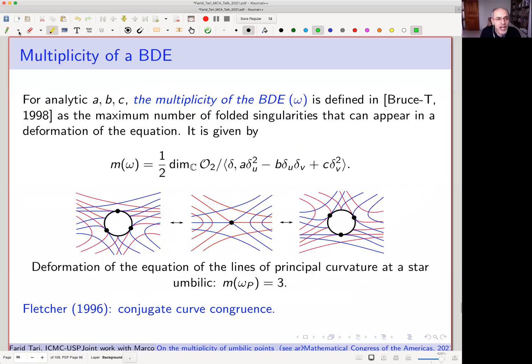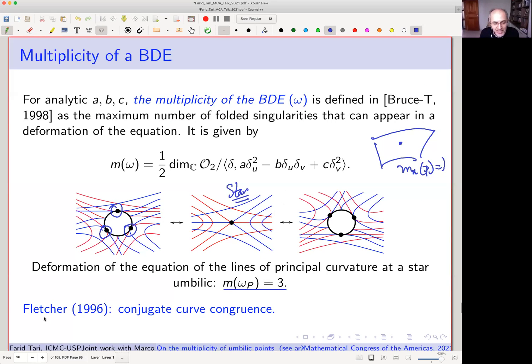Suppose here we have, for example, a star umbilic. If I take my surface and I look at the lines of principal curvature, and suppose the lines of principal curvature have a star, if I deform the surface, the umbilic point is going to be stable. So the multiplicity of the umbilic point is 1. But if I take the equations of the lines of curvature and I deform it, then it will open up and I create 3 folded singularities. So the multiplicity of the equation of the lines of principal curvature is 3.